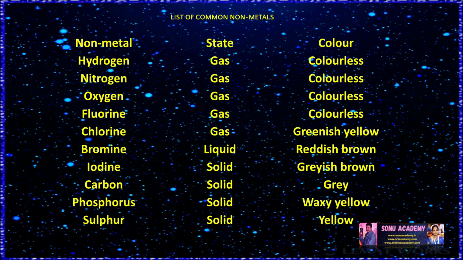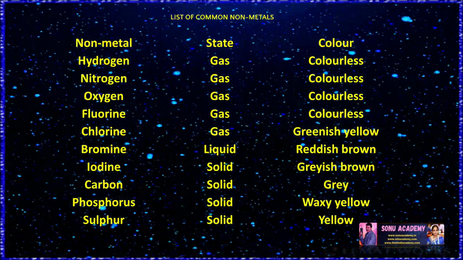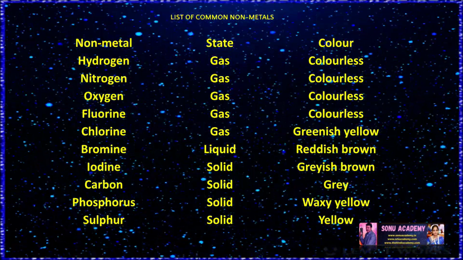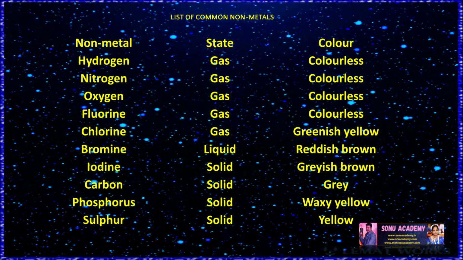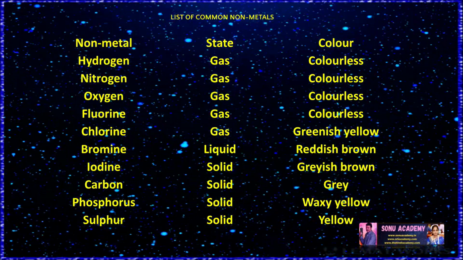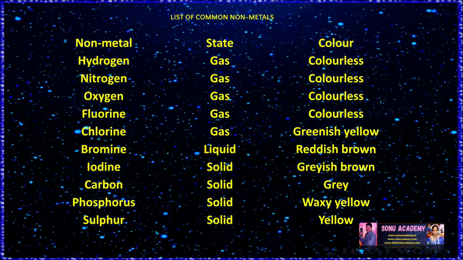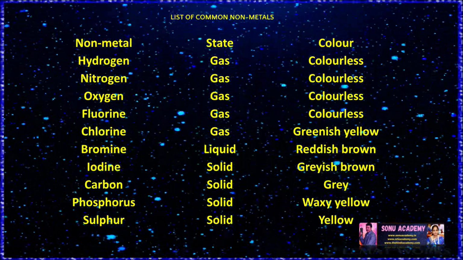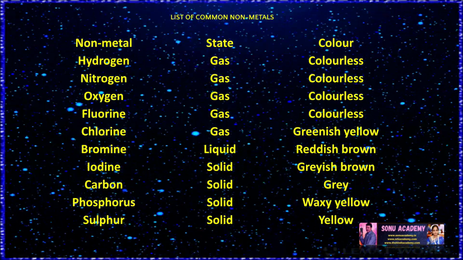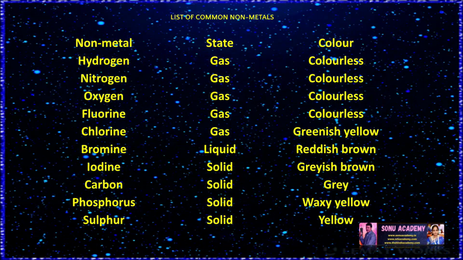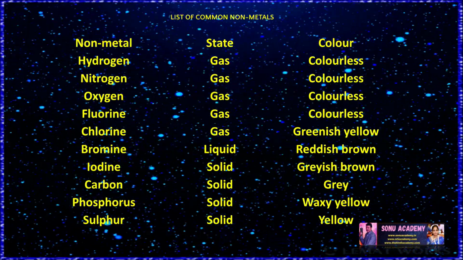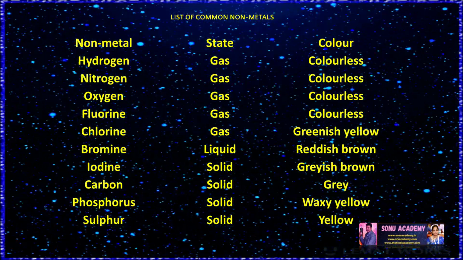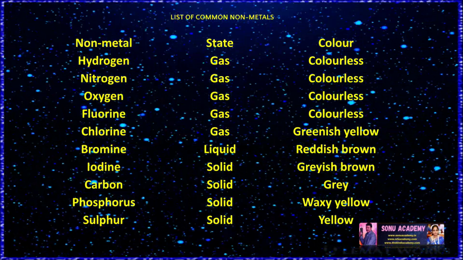Children, some common non-metals are shown in the image below. Let us study. The list of common non-metals: hydrogen, state is gas and it is colorless. Nitrogen, a gas, also colorless. Oxygen, a gas, colorless. Fluorine, a gas, colorless. Chlorine, a gas, greenish yellow in color. Bromine, a liquid, reddish brown in color.